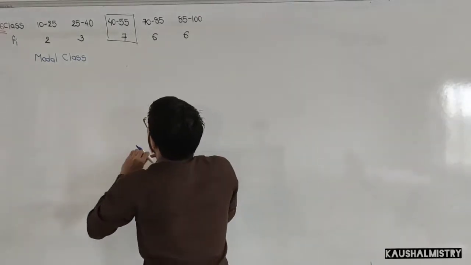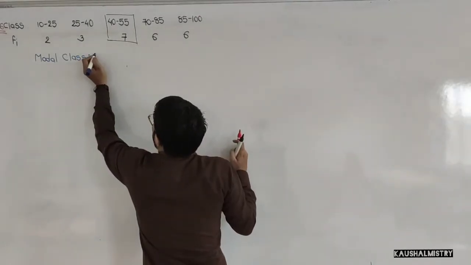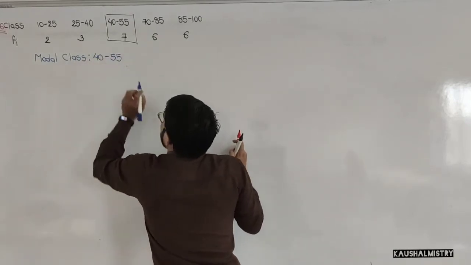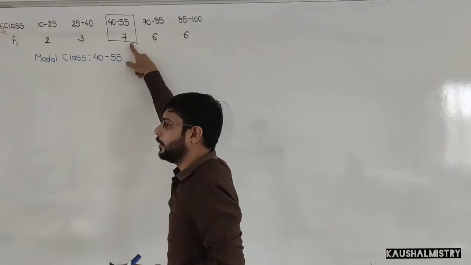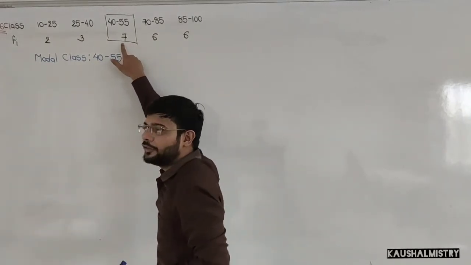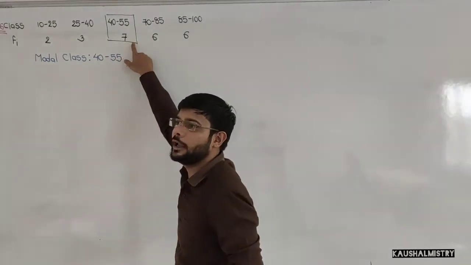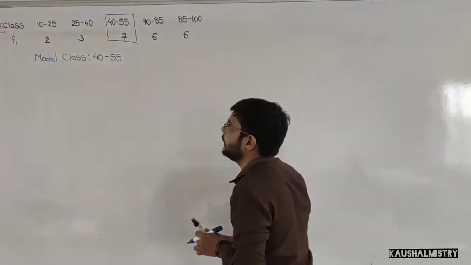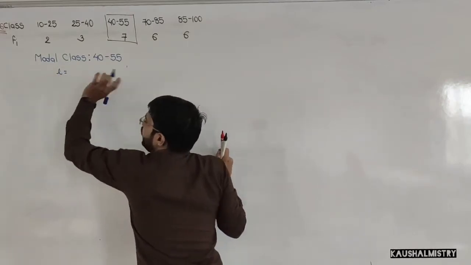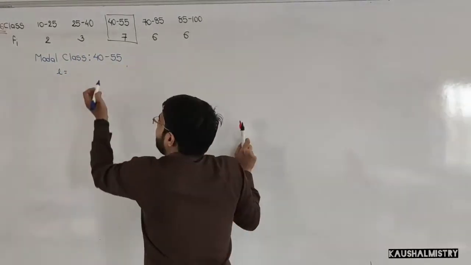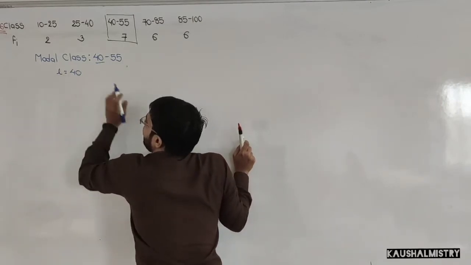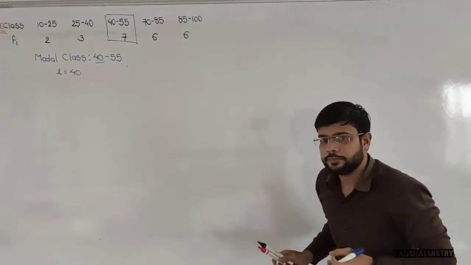So modal class will be equal to 40 to 55 because यहाँ फ्रीक्वेंसी सबसे ज़्यादा है, that means frequency here is the highest, मतलब ये क्लास हमारा, that will be our modal class. Now we know that L is equal to lower limit of the modal class, so 40 will be the lower limit, so L is equal to 40, right?